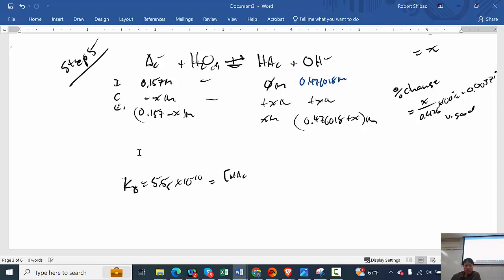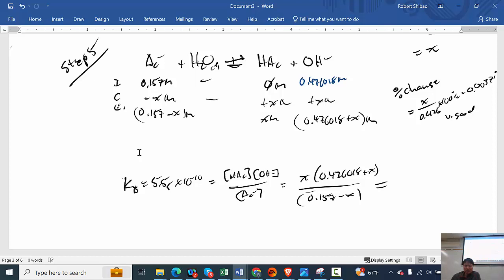It's going to equal the HAC times the hydroxide divided by the AC minus, which is X over 0.476018 plus X divided by 0.157 minus X. All right, what do you think about the simplifying assumption? Do you think it looks pretty good for this one? Yeah.